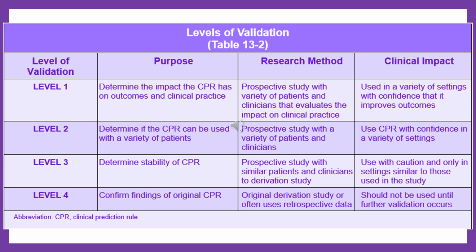Lastly, clinical prediction rules with level 1 validation continue to use even more prospective studies with an even greater variety of patients and within different settings and with even more varieties of clinicians. And this level evaluates the impact on clinical practice. This level 1 of validation is showing a great amount of evidence that supports its use for patient outcomes and clinical practice. So you can use this level in a variety of patient settings and be very confident that it is accurate and that it will improve your patient care.